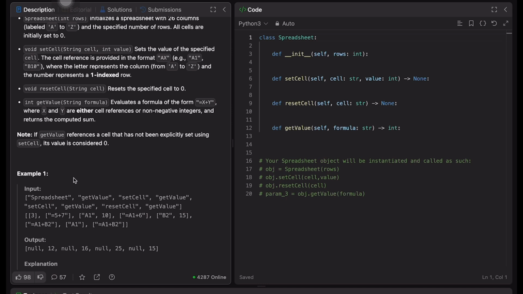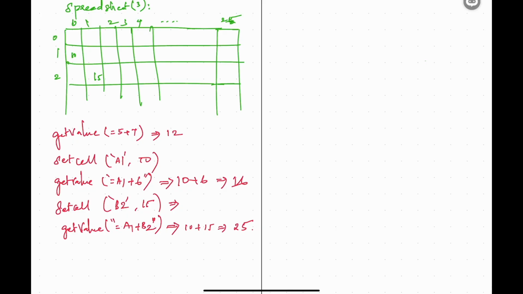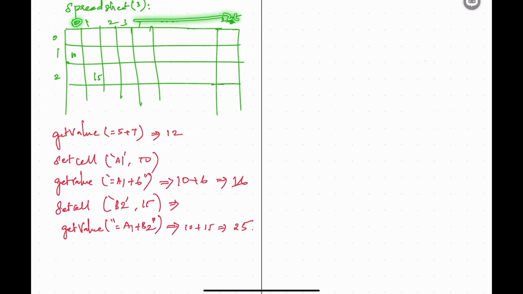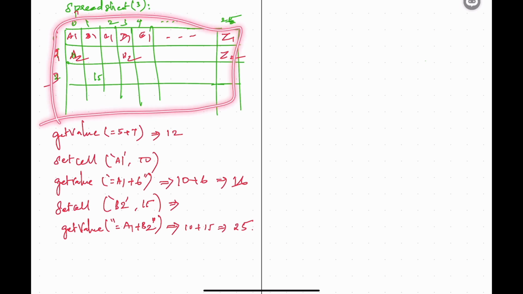Let's see how we are going to approach this question. This is how the spreadsheet will look. Basically the 26 columns will be A, B, C, D, right? So this will be A1, B1, C1, D1, E1 and Z1. Here the rows will be 1, 2, 3, so A2, D2, Z2. So this is how you have initialized a spreadsheet.